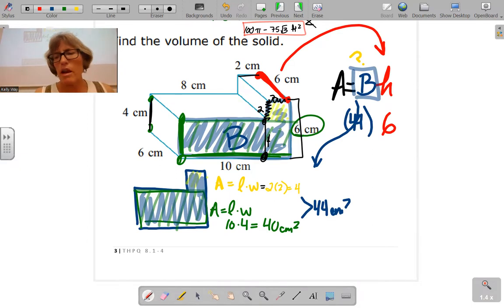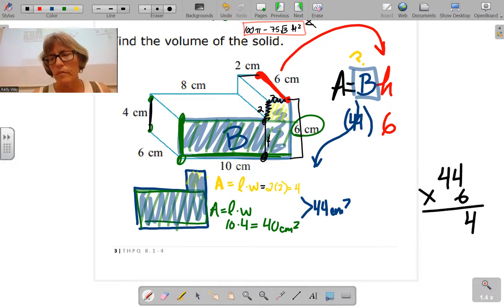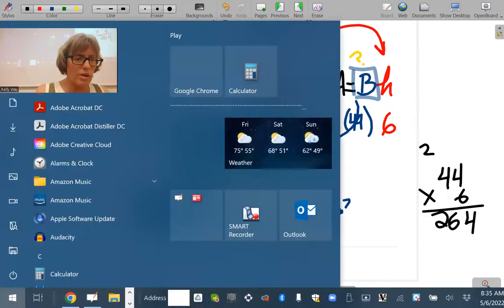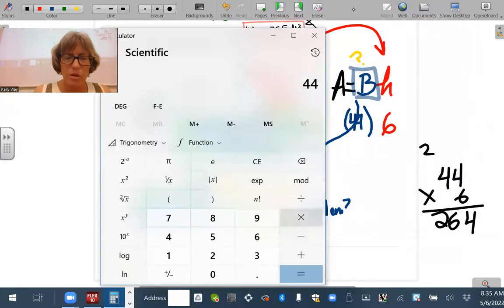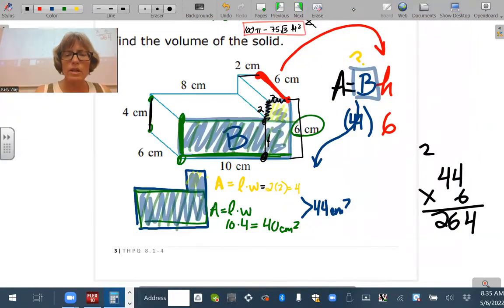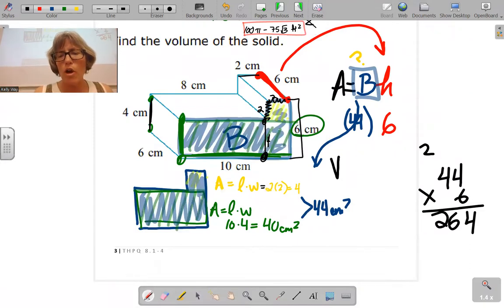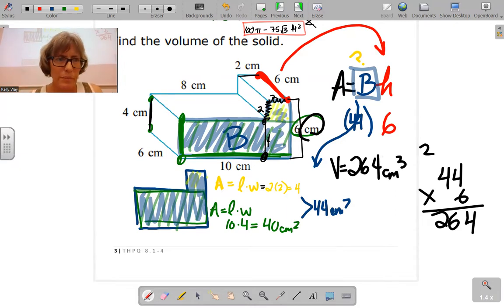44. Now we do 44 times 6. And I know you guys don't trust the longhand, so I'll do it on a calculator as well. 44 times 6, there it is. So our volume here is going to be 264, watch your units, centimeters cubed.